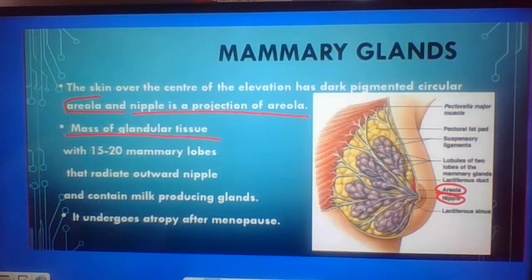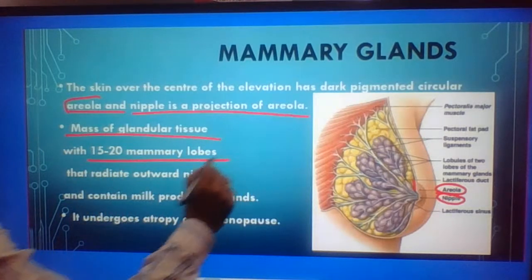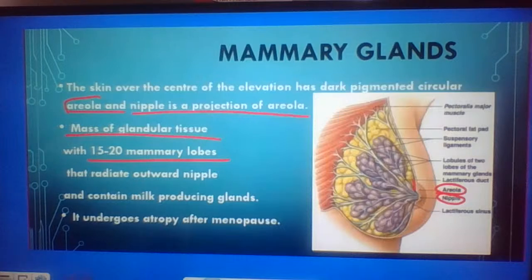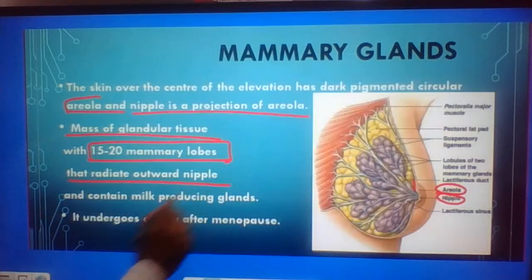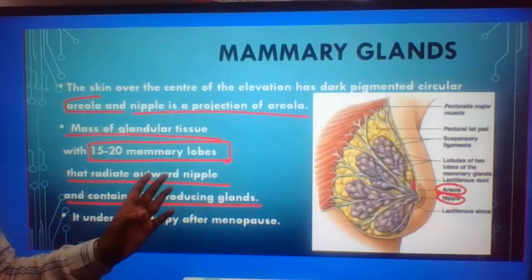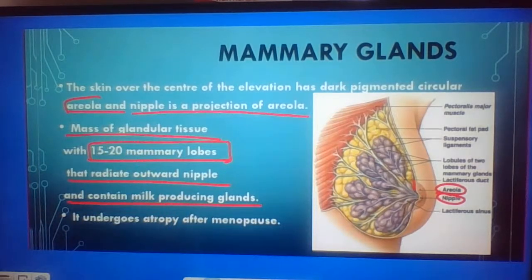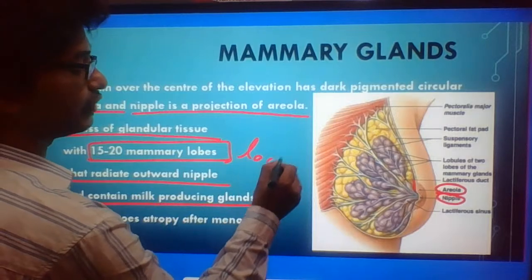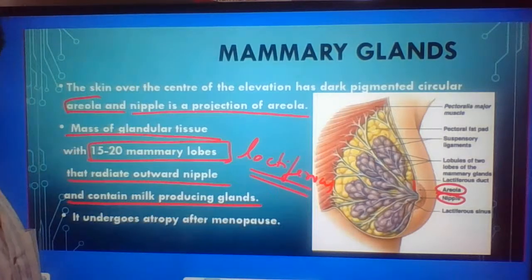When you talk about the mammary glands, what actually is the mammary gland? The mammary gland is a mass of glandular tissue with 15 to 20 mammary lobes present inside, which radiate outward toward the nipple. This contains the milk producing glands, which are responsible for lactation, and we also call them lactiferous glands. These glands are under the influence of a hormone.